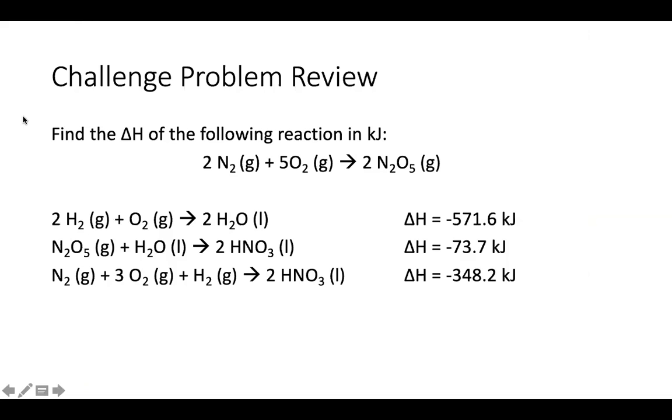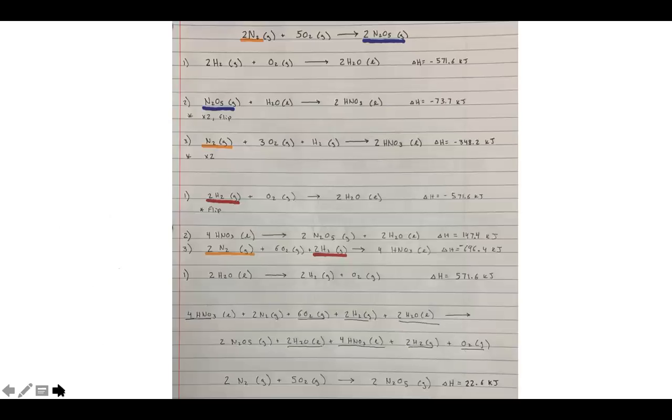Moving on, the last two challenge problems were Hess's law problems, right? So you're going to be given what I call the goal reaction that you're trying to find your change in enthalpy for, and then you're given a multi-stepped way to get there, and you're trying to manipulate them to get your goal reaction and find your overall delta H. And so this one I'm going to go over first.